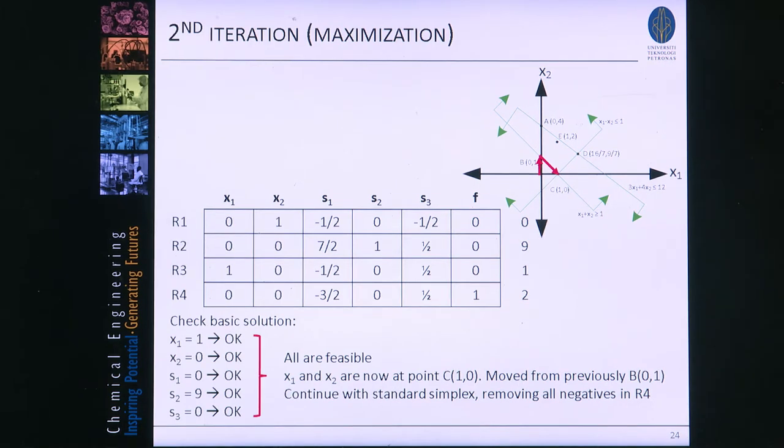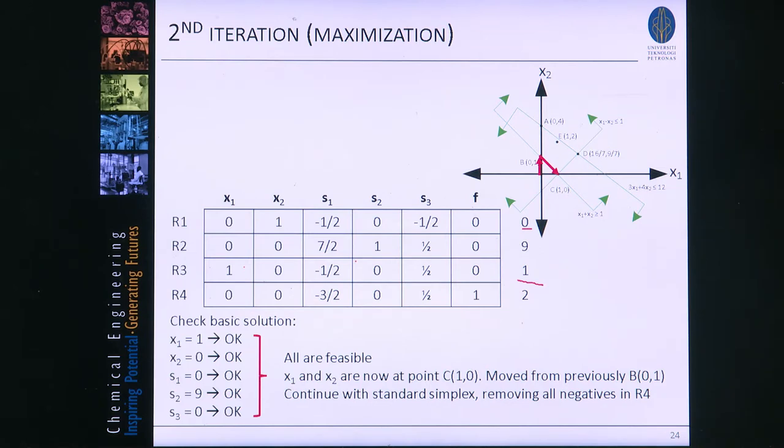So now we have x1 still in the basic solution. x1 now becomes the basic solution, and x2 is still in the basic solutions. So we can see x1 equals 1, x2 equals 0. It was there at point B, and now it's going to point C over here, so (1, 0).